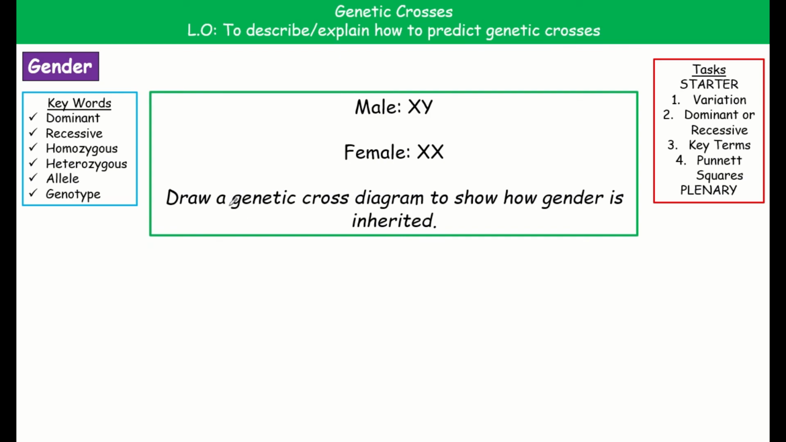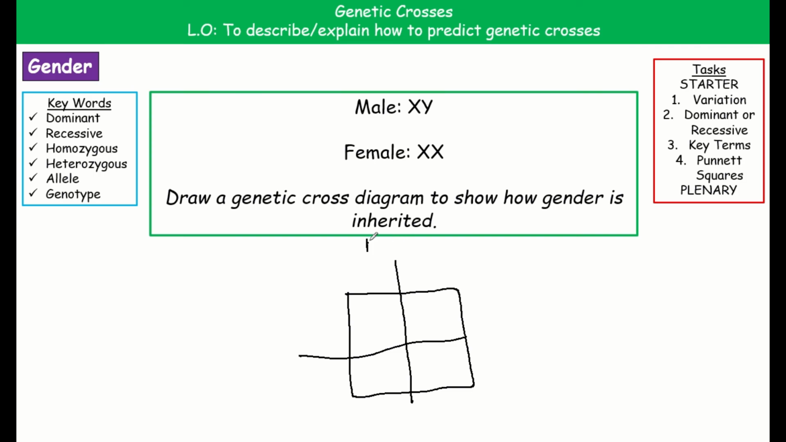So in this one, we're drawing a genetic cross diagram to show how gender is inherited. So we're going to start off with our Punnett square again. So let's get it set out. And the mother is going at the top and the father on the side. So the mother is obviously female, therefore we'll have XX. The father is male, so we'll have XY. So let's fill out our individual gametes then. So the mother will have an X in each, and the father will either be an X or a Y.